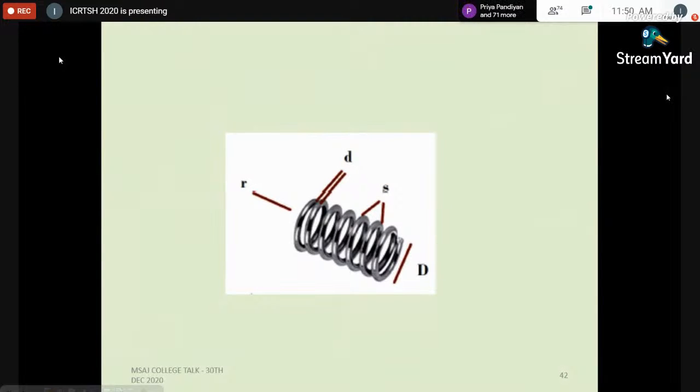So this is a topological representation. Our material is to be used as a helical spring. This is called a helical spring. The diameter, the radius, space value, and total distance are what we are identifying. We have the formula, and when you apply the formula, the stress can be calculated.